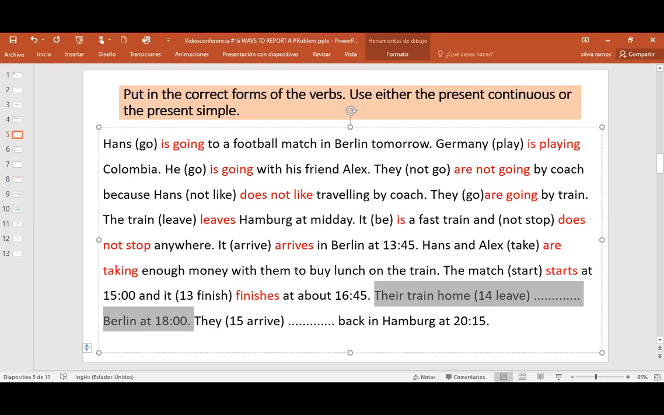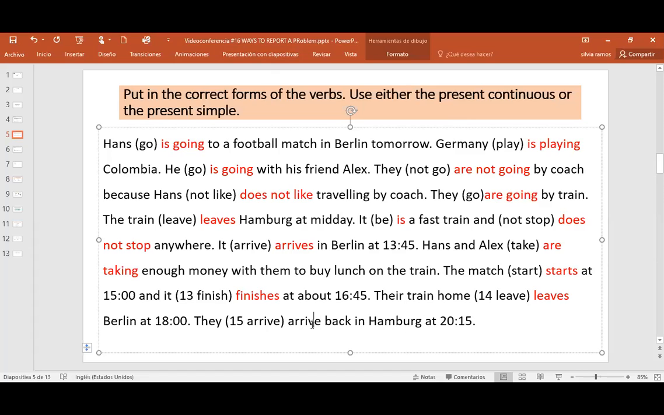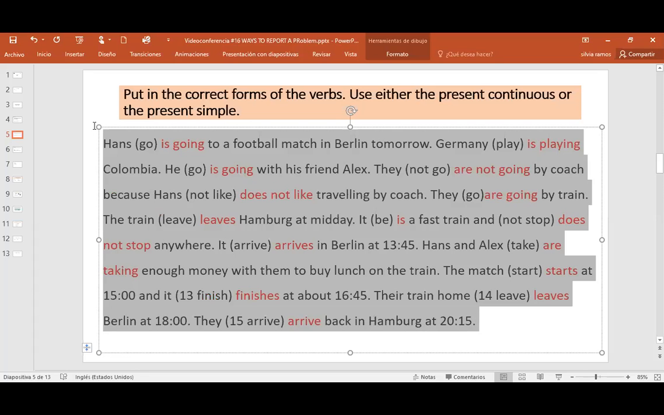Their train home. Leave. Okay. Their train is, what is the train? It, she, or he? Leaves. Leaves, okay. Their train home leaves Berlin at 6 p.m. And the last one, please tell me, Concepcion. Arrives. They arrive. Arrive. Only arrive. They arrive back in Hamburg at 8:15. Very good.